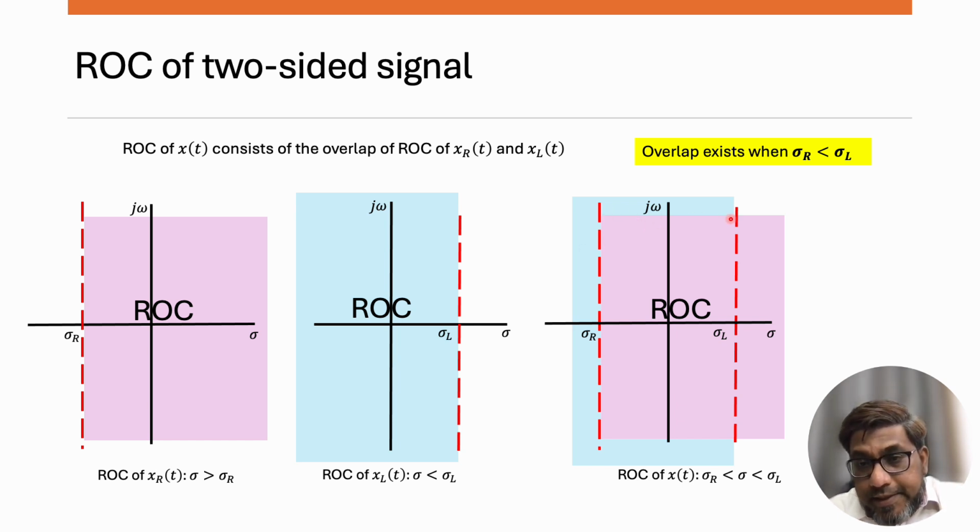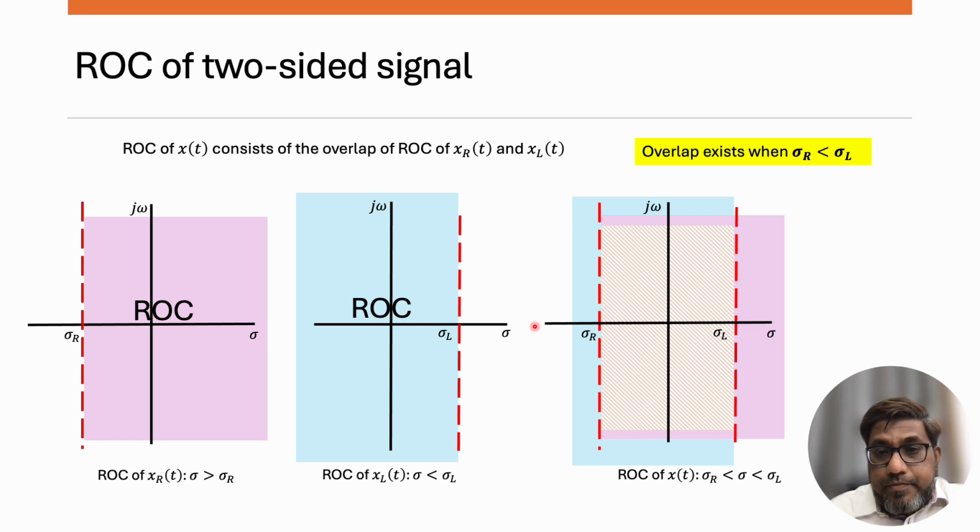So it is this region here between the two lines which will be the ROC of the two-sided signal. So we see here this shaded region is the ROC of the two-sided signal, which is this strip in the S-plane between sigma r and sigma l.